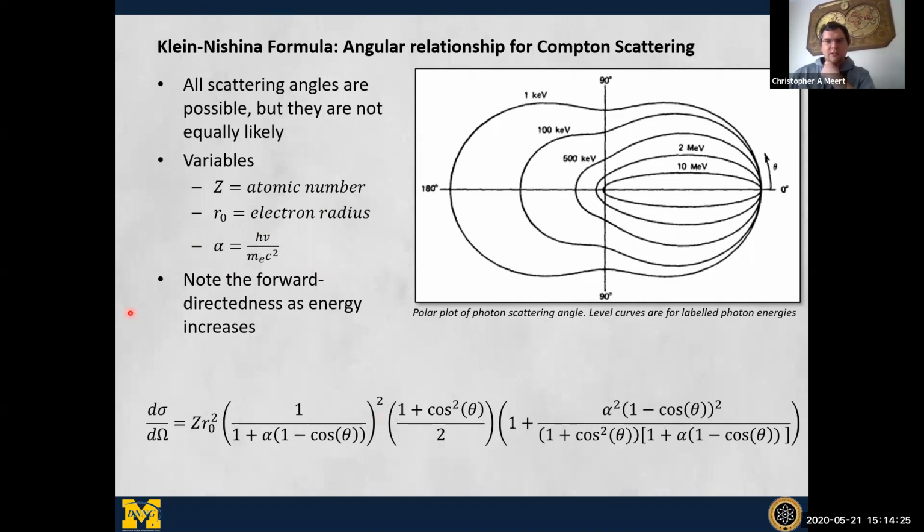So, did you find that a good answer for the Klein-Nishina question in the chat, or do you have any more questions about this?